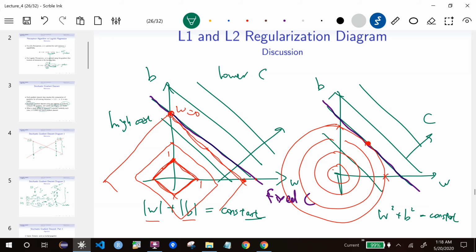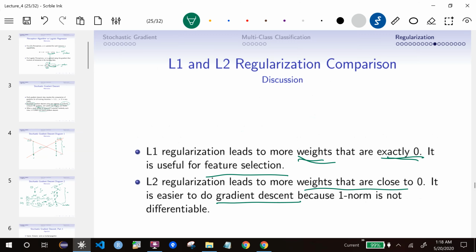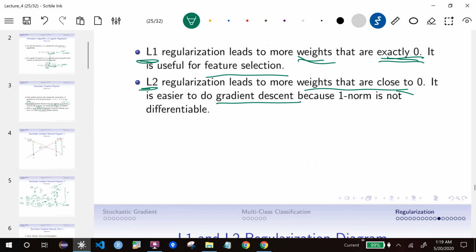From my experience from last year, people who are not familiar with Lagrange multiplier stuff do not understand what I'm talking about here. So that's okay. If you know Lagrange multiplier when doing optimization problems, I think you can understand this already. But if you don't, then it's not an important thing. You can just remember the result that L1 regularization leads to something that's exactly 0 and L2 does not. That's the important result that you should know.